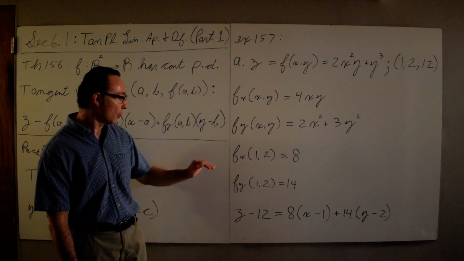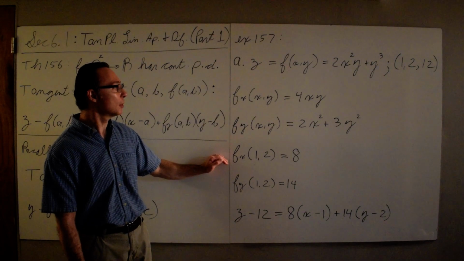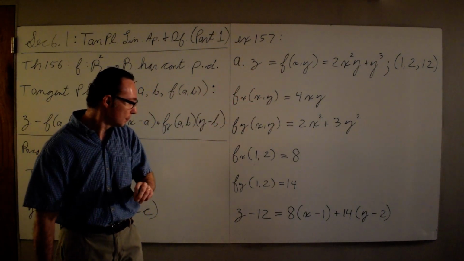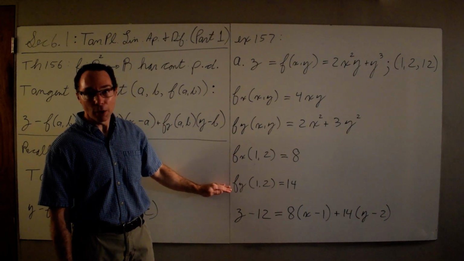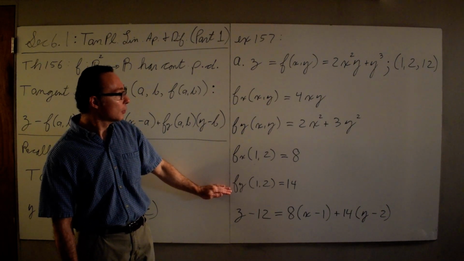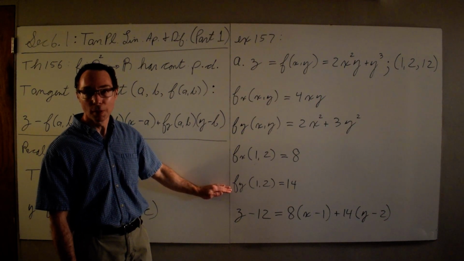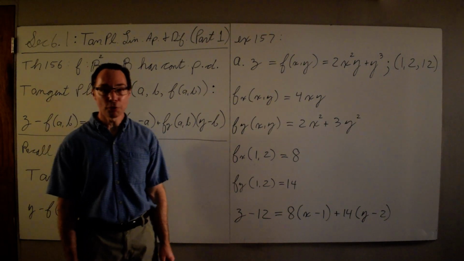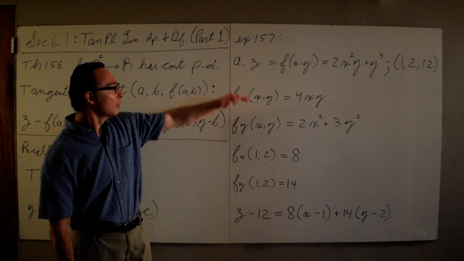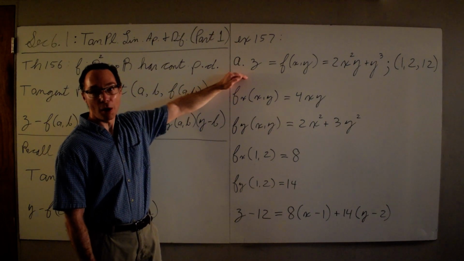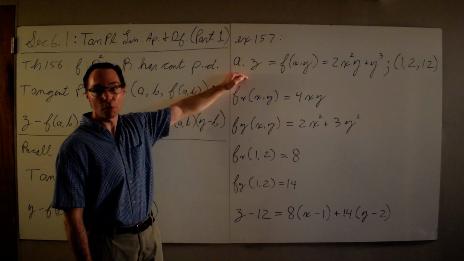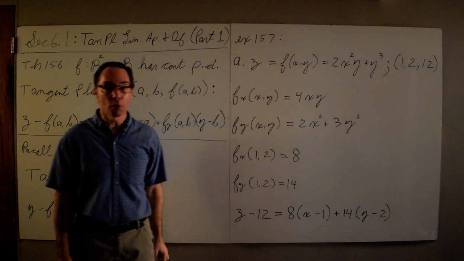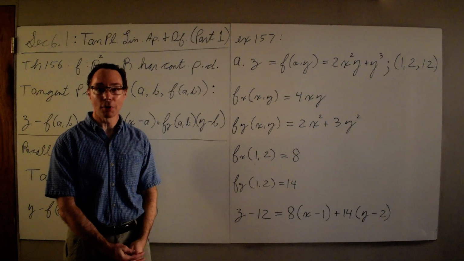We evaluate the partial derivative with respect to x at the point 1, 2 because we were given the point 1, 2 in the problem. We're going to calculate the partial derivative with respect to y at the point 1, 2 because we're given the point 1, 2 in the problem. We were also given the function value of 12 up here. Sometimes we're not. Sometimes we have to find the 12 on our own. So in other words, f of 1, 2 is equal to 12. And sometimes we have to do that calculation ourselves.